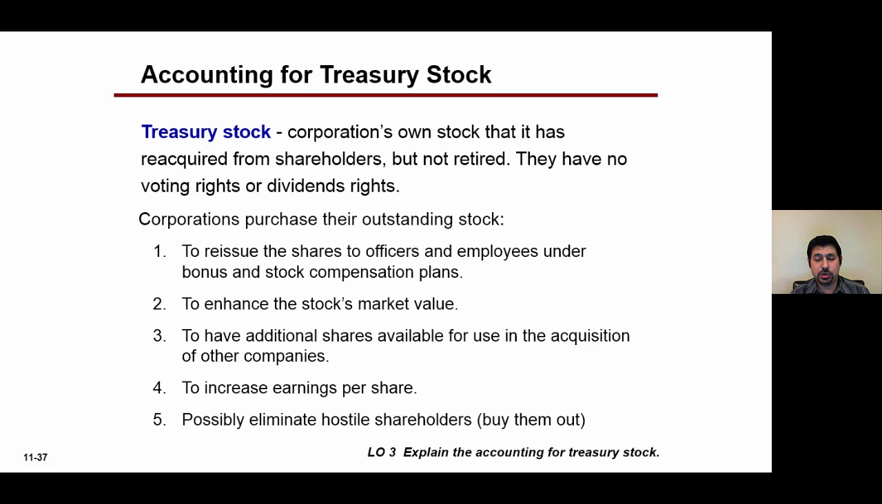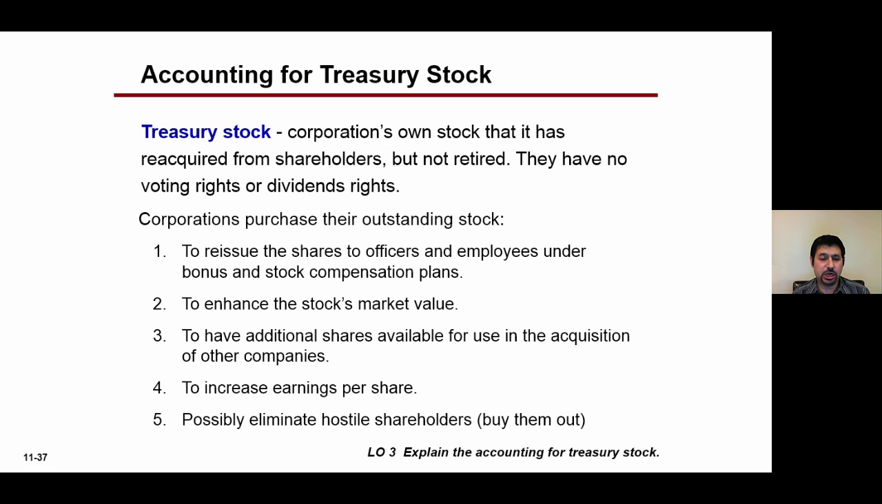So the company has issued a certain amount of stock, and then they might buy it back but not retire it. They might keep it in their vault. Those shares don't have the right to vote. They don't have the right to dividends. And like we said, there are several reasons why companies might do that.